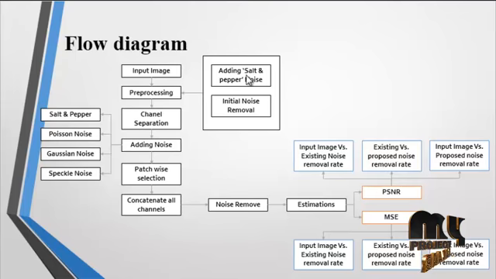At first the salt and pepper noise is added to the input MRI image, and then the initial noise removal filtering is applied to remove the noise. Then the PSNR and MSE are calculated for the initial noise addition and removal. Then the channel separation is carried out.